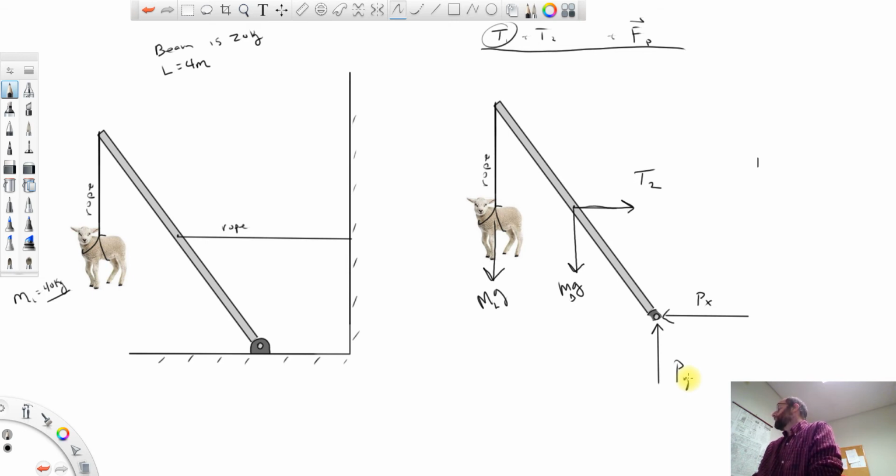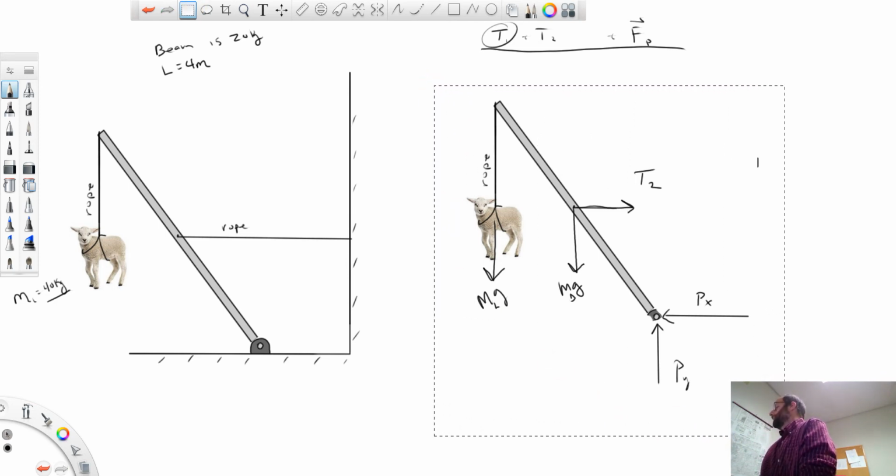Now my force vectors really are not scaled correctly. If I were to scale them correctly, just some things to consider: this vector for the lamb should be roughly twice this one because of the masses. These two added together should have the same length as this one. And these two should be the same length. But getting those perfect in this picture really is not that important. It won't make a difference in our analysis.